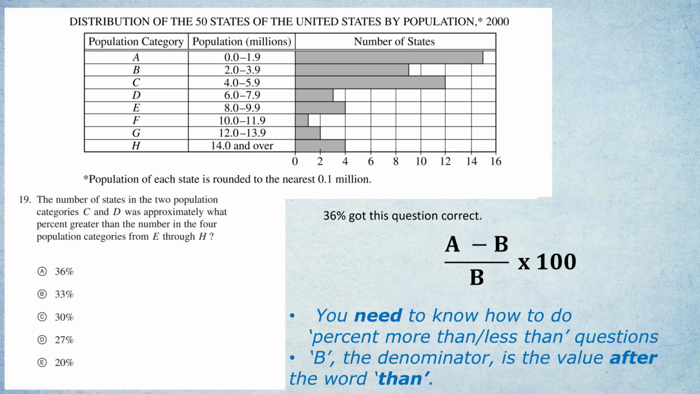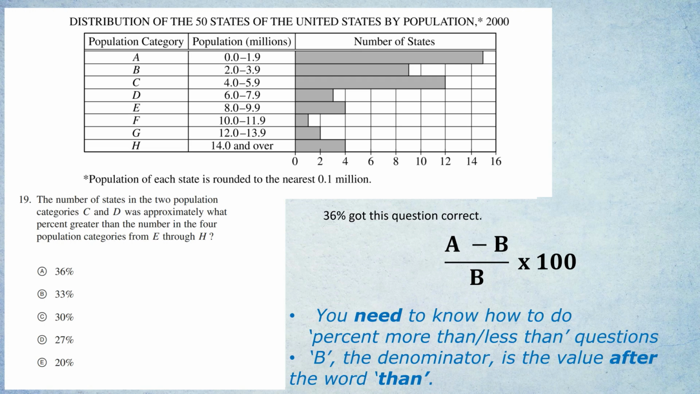So here we would do 15 minus 11, which is 4, divided by 11. B, the denominator, is the number that is named after the word "than." 4 divided by 11 is 0.36, times that by 100 and you get 36%, which is A. Ironically, only 36% of students got this question correct, so there's some sort of fate working here.